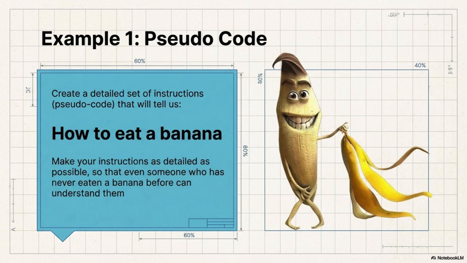This is the example I told before for pseudocode. So create a detailed set of instruction pseudocode that will tell us on how to eat a banana. So basically you will make your instruction as detailed as possible so that even someone who has never eaten a banana before can understand them.